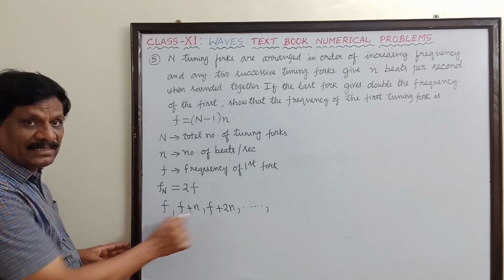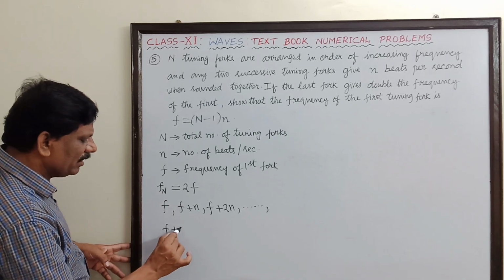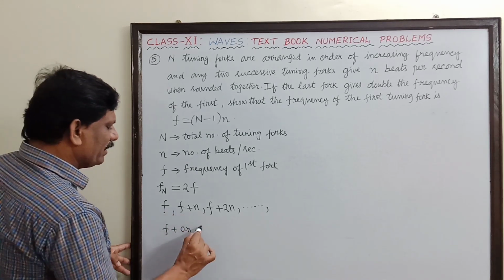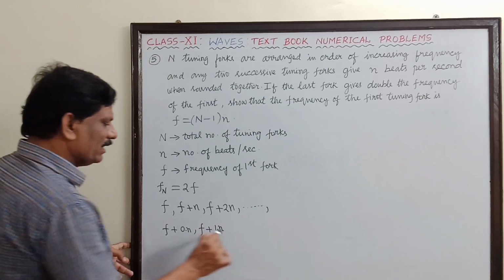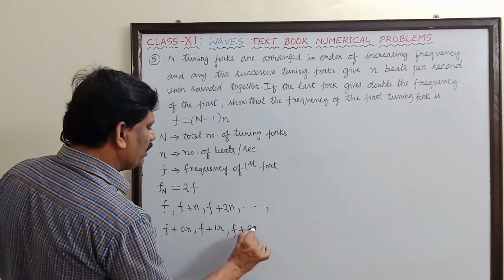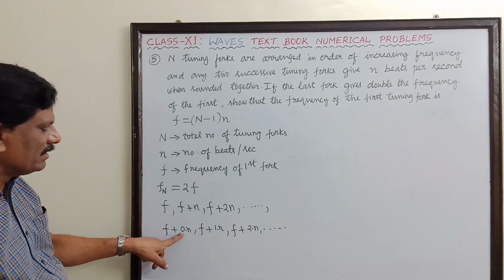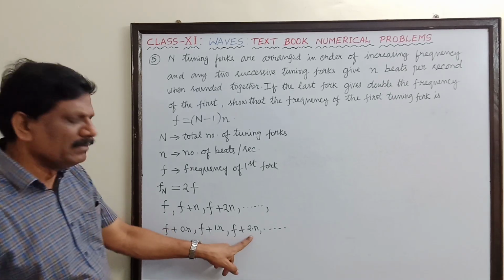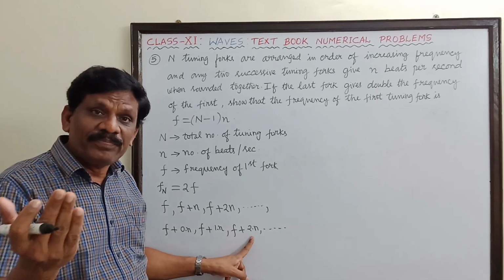For that, I will rewrite this in a different way so that you can understand easily. f also can be written as f plus 0 times n. The next one can be written as f plus 1 into n. And the third frequency is f plus 2 into n. So the first term is f plus 0 times n, the second term is f plus 1 into n, the third term is f plus 2 into n, the fourth term is f plus 3 into n, the fifth term is f plus 4 into n.